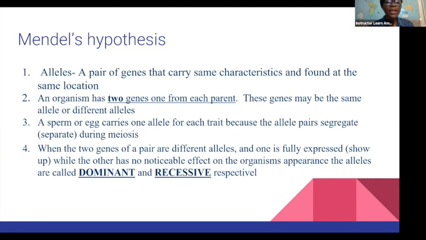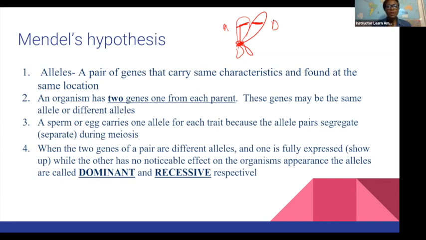All right, so Mendel came up with a hypothesis. His hypothesis was a pair of genes that carries the same characteristics and they are found at the same location on the chromosome. So here's the chromosome. Let's see if I can get this right. So if hair color is around this region, here's mom's information, dad's information. It's going to be found at the same region. An organism has two genes, one from each parent. So let's say this is from mom, this is from dad.